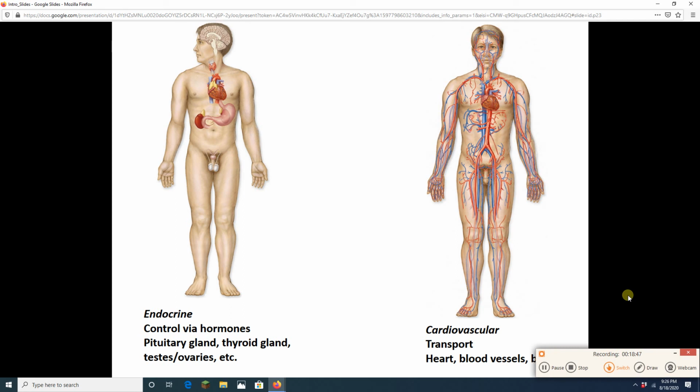The endocrine system also involves control, but it's going to be control via chemical messengers in your blood. Those are called hormones. Hormones are chemical messengers in your blood. There are a lot of endocrine organs. Endocrine organs make hormones. That's what they do. The pituitary gland, sitting up here at the base of your brain. Thyroid gland in your neck. Testes or ovaries are all endocrine organs. Even the heart and stomach are endocrine organs. Kidney as well.